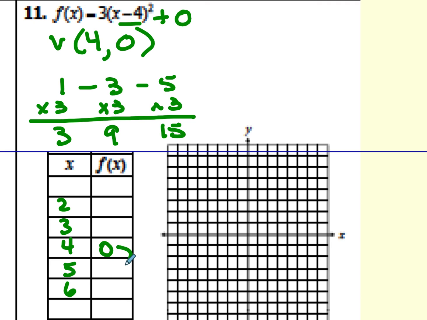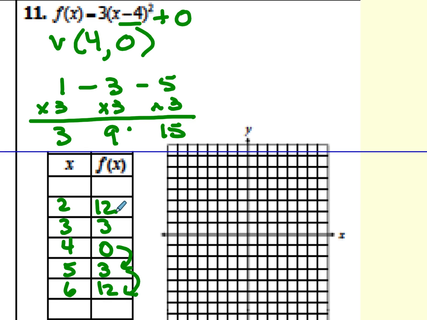Now, this point, vertically, is going to be 3 units away from 0. So I'm going to do 0 plus 3. And then this one, vertically, is going to be 9 units away. So I'm going to add 3 plus 9, which is 12. Going the other way, it's going to be 3 and 12 also because of symmetry.